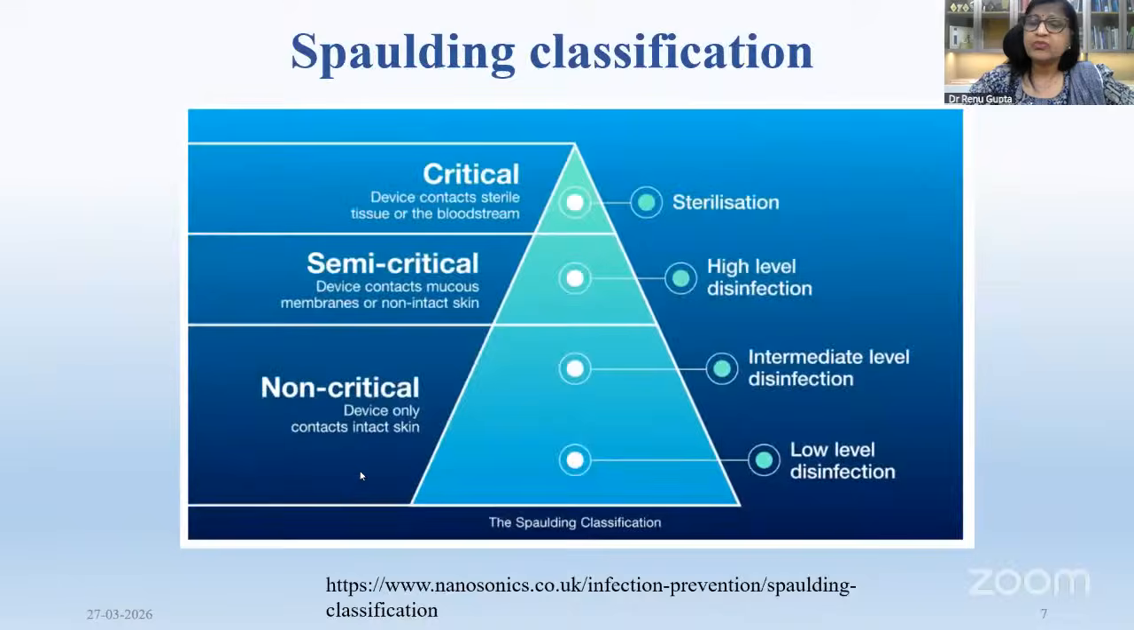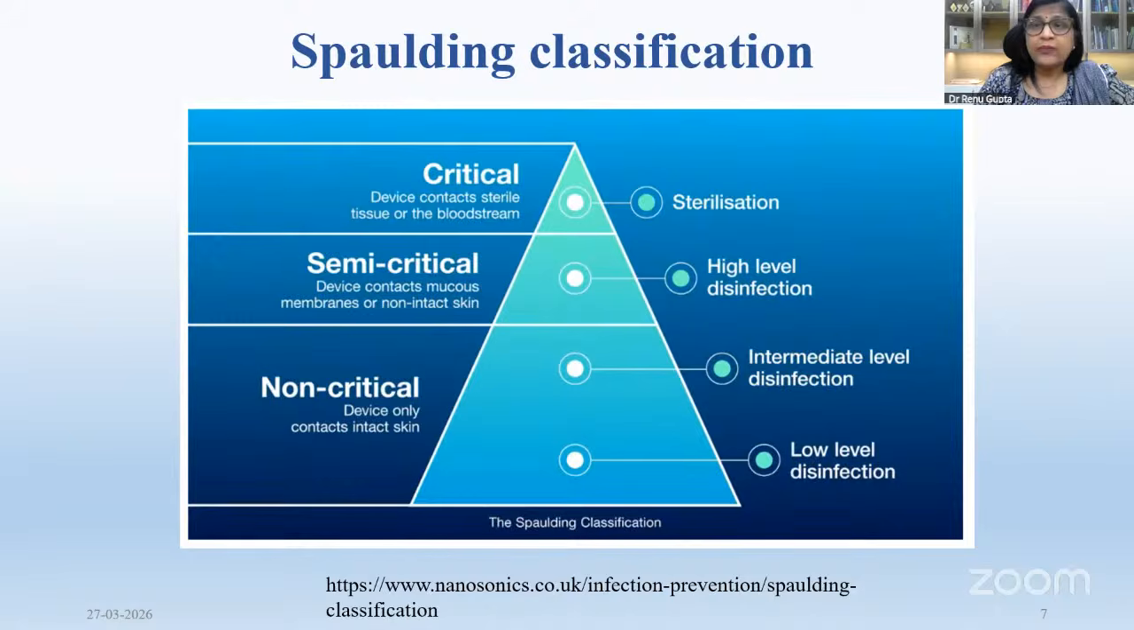Then there was this surgeon called Spaulding. He made life very, very easy. He divided the instruments into three broad groups to understand whether we need sterilization or disinfection, and if disinfection is needed, what type of disinfection is needed.